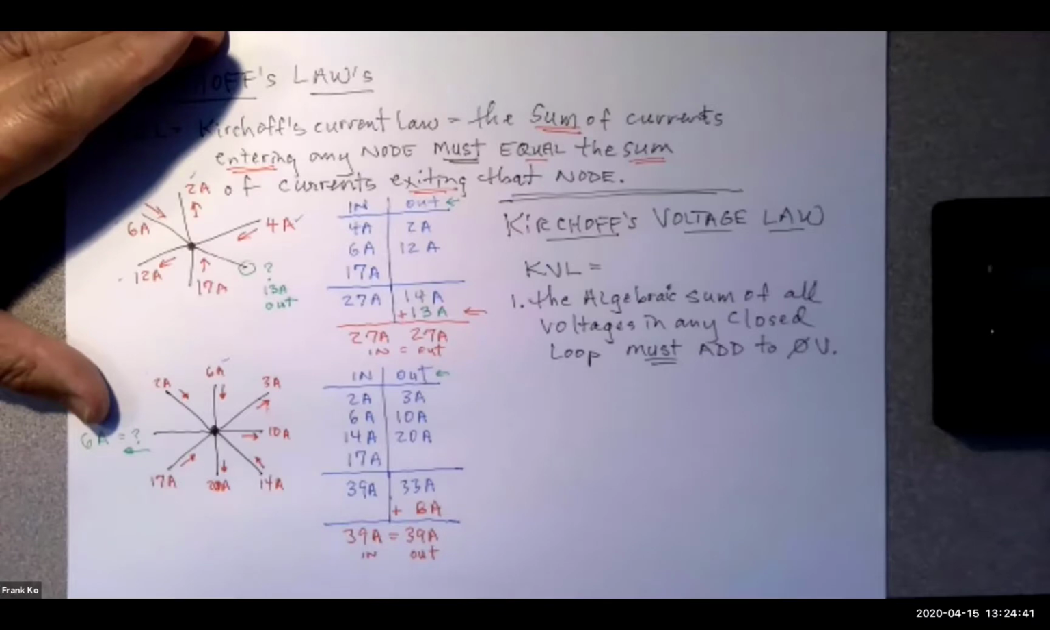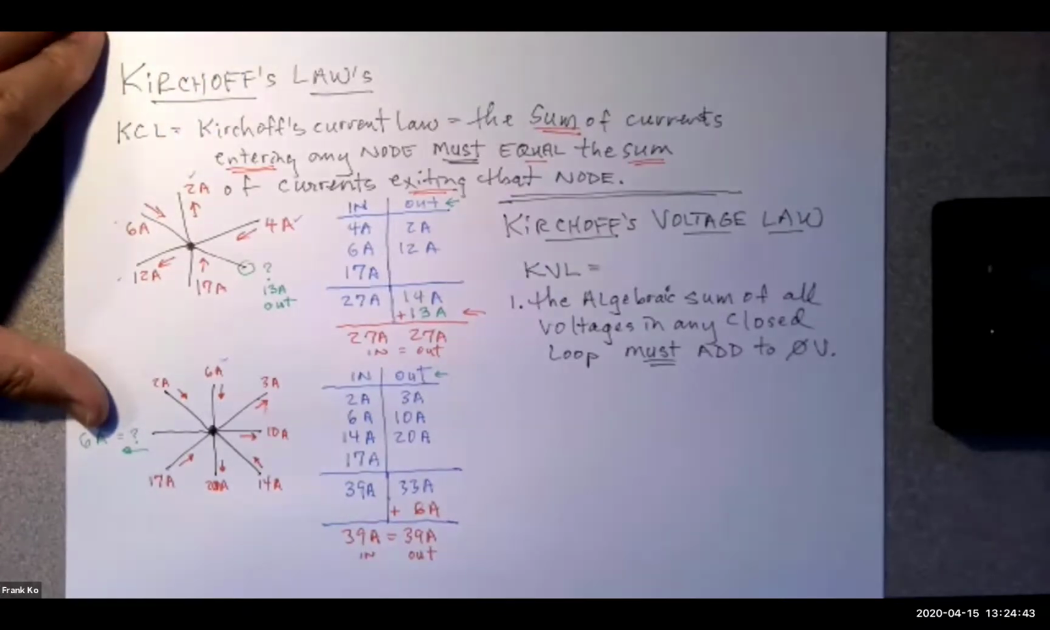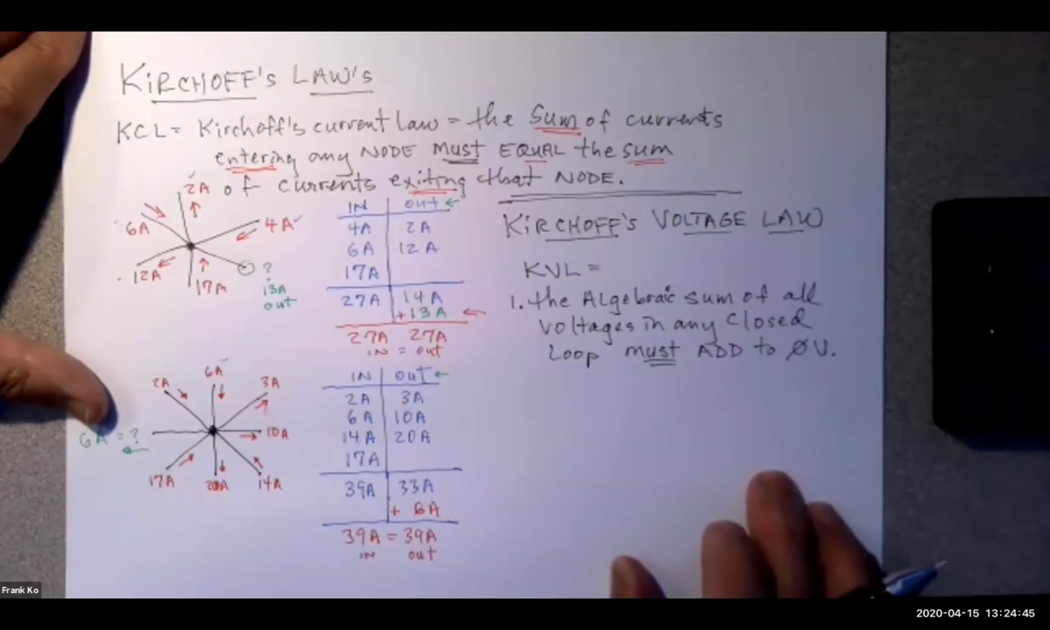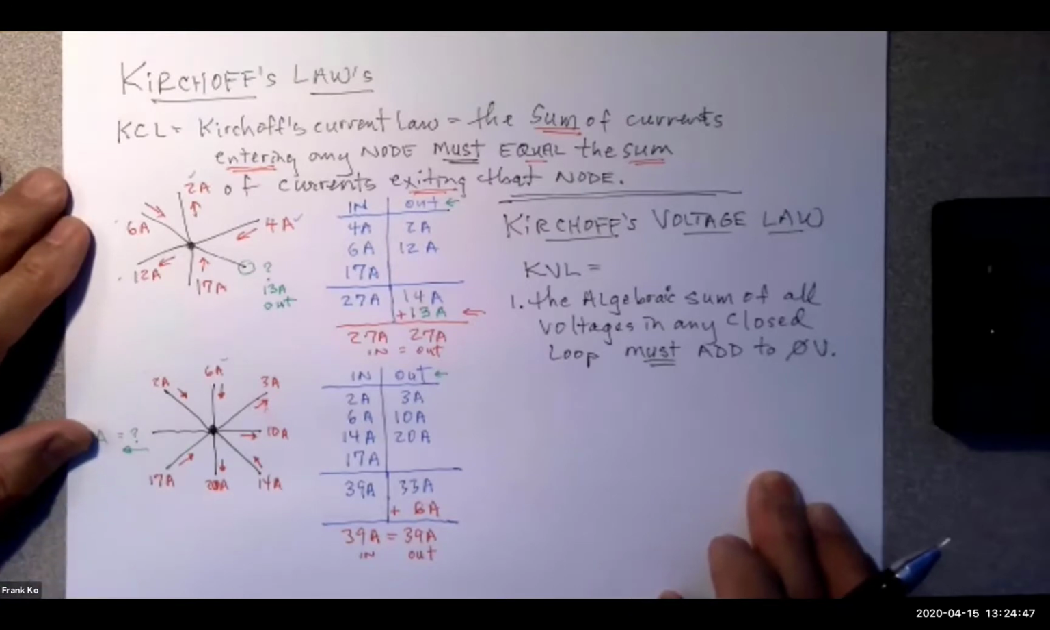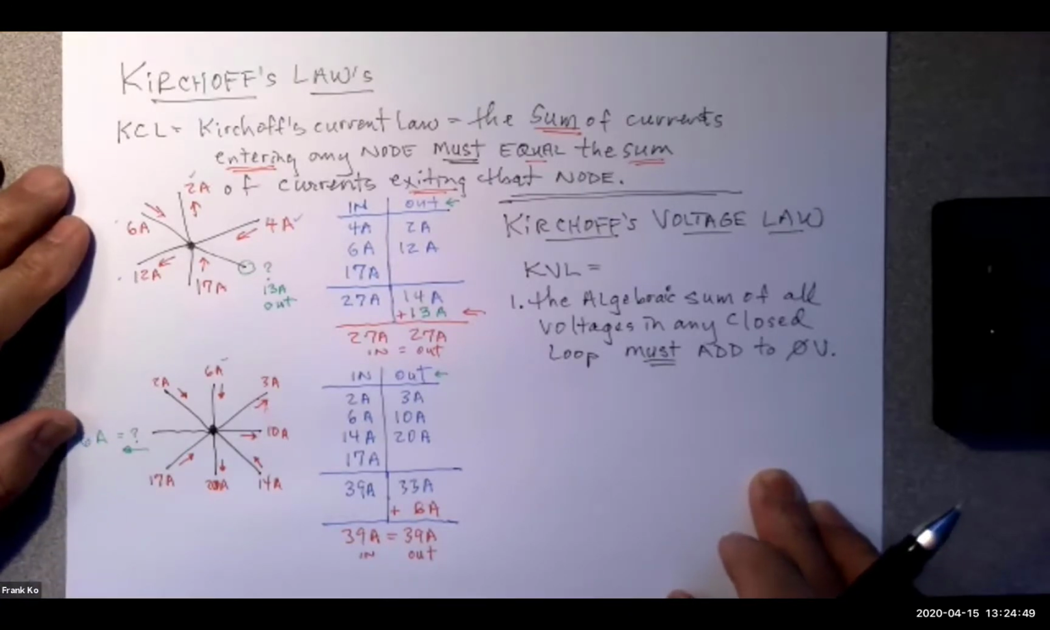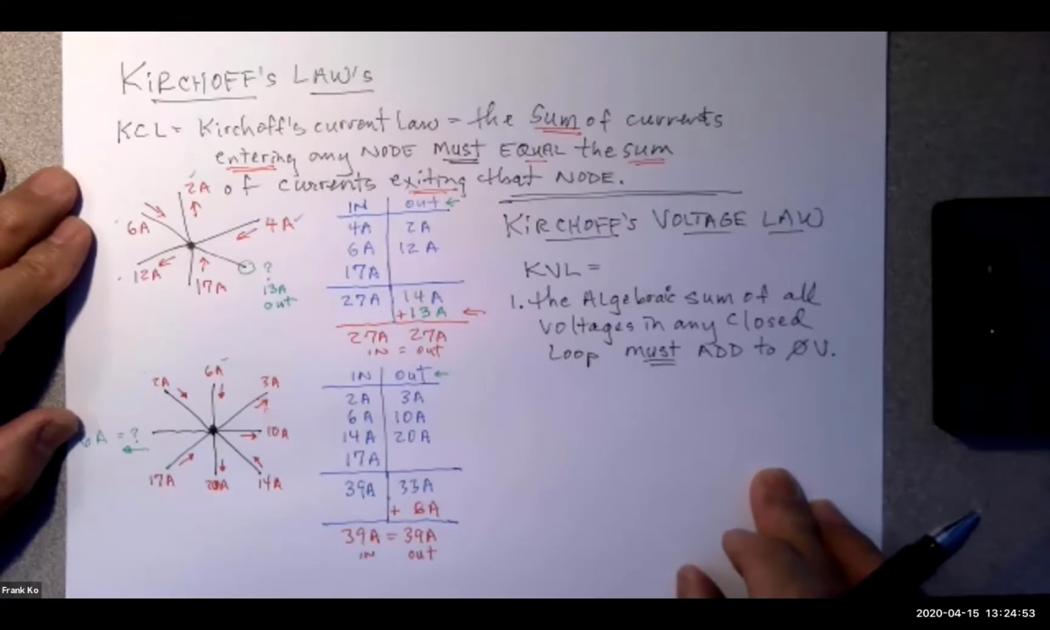The algebraic sum of all voltages in any closed loop must add to 0 volts.